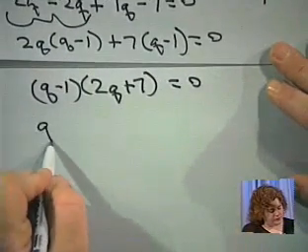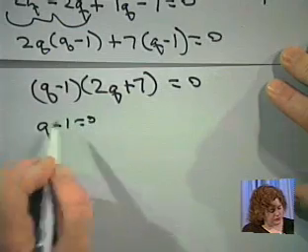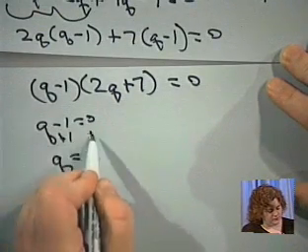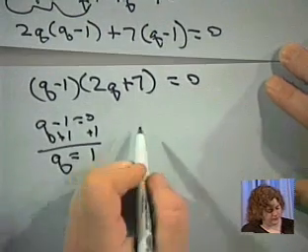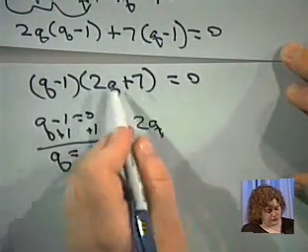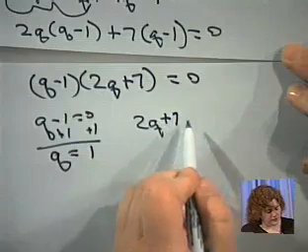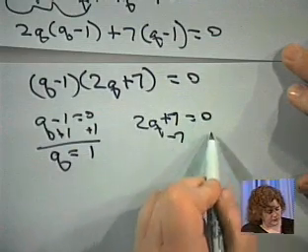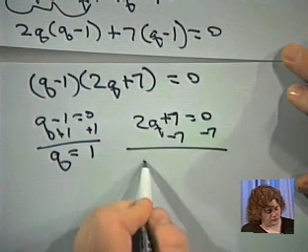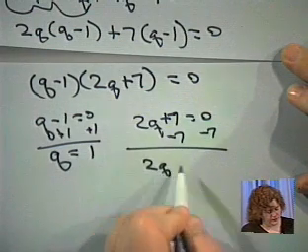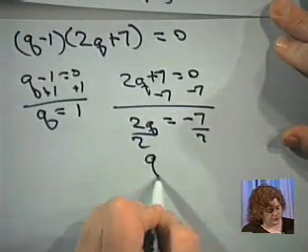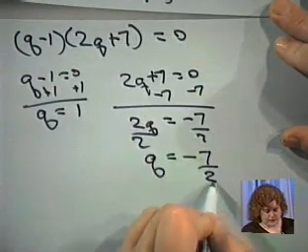Setting each factor equal to 0, q minus 1 equals 0, that's a q. So q is going to equal 1. Best just to write adding 1 to each side. You have to be especially careful on problems like this. It's where most people start dropping signs, subtract 7, or putting things in the wrong place, numerator and denominator wise. Divide by 2. And we'll have q is equal to negative 7/2.